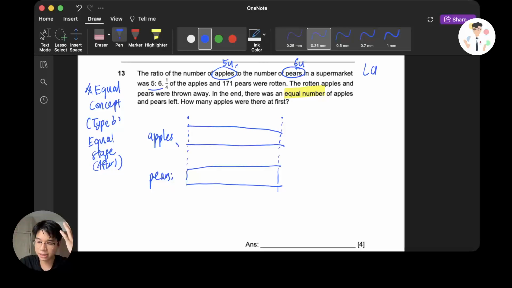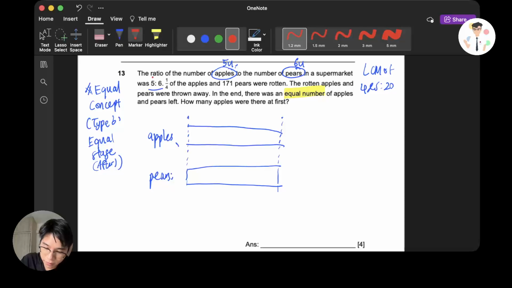So what is the LCM of 4 and 5? Which is 20. So 5 times what becomes 20? 5 times 4. And if this times 4, this one also needs times 4. And 4 times what becomes 20? 4 times 5. If you times 5 here you also need to times 5. In simple, I'll just write here times 4, times 4. So in simple, apple is supposed to be 20 units, pear is supposed to be 24 units.